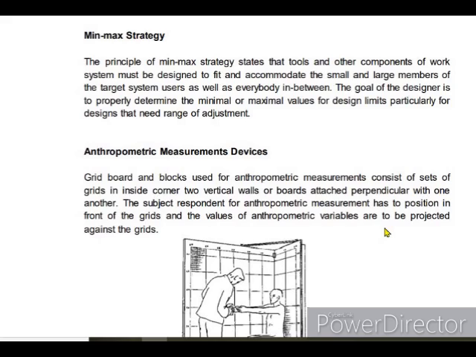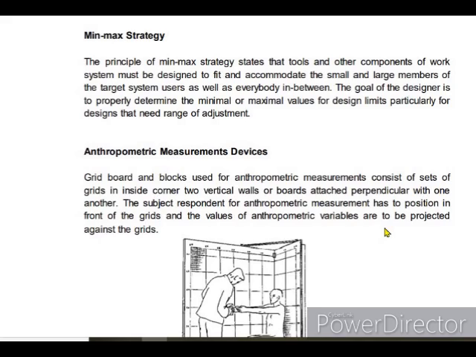Min-max strategy. The principle of the min-max strategy states that the tools and other components of the work system must be designed to fit and accommodate the small and large members of the target system users, as well as everybody in between. In this strategy, we have to get the minimum and the maximum measurement. The goal of the designer is to properly determine the minimal or maximal values for design limits, particularly for designs that need a range of adjustments.